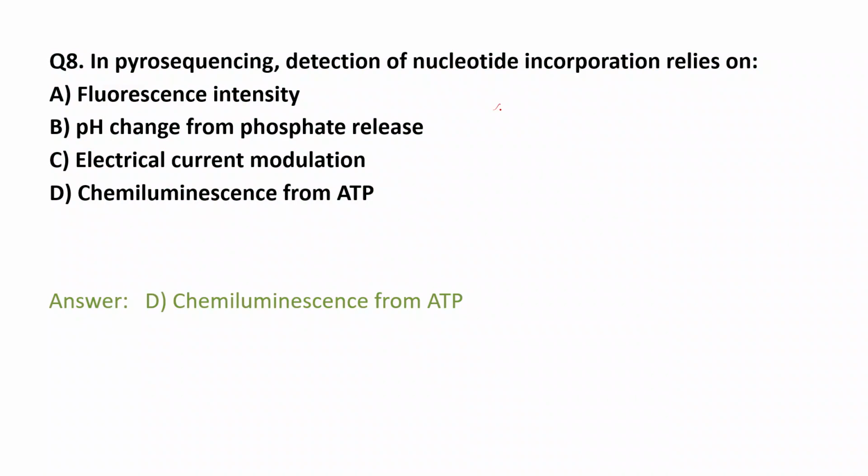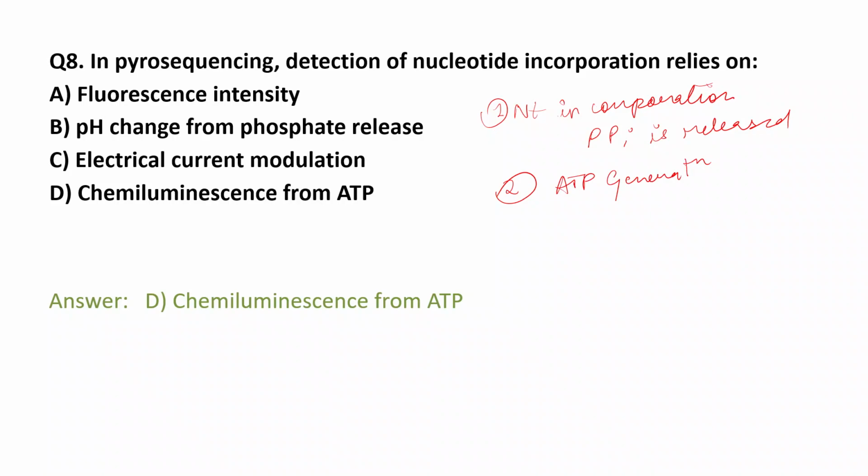The first process is nucleotide incorporation. A nucleotide is incorporated in the growing DNA strand by DNA polymerase, and what is released is a pyrophosphate (PPi). Second is ATP generation. The released PPi is converted into ATP.